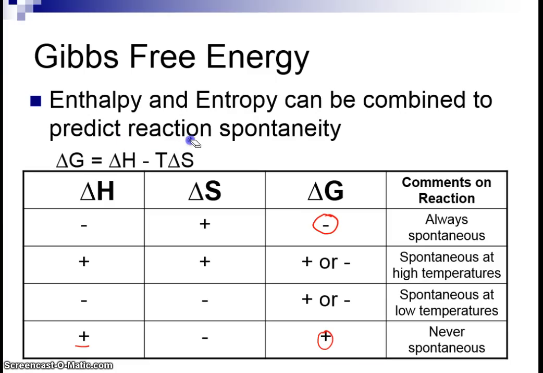If I look at this and delta H is negative, so it's exothermic, and entropy is decreasing, what I need is this factor now to dominate. And so if this T stays very low, if this stays to be a very small number, then this value here will be bigger than this value here. And as long as this value is bigger and it's negative, my delta G will be negative, and so it'll be spontaneous at low temperatures.